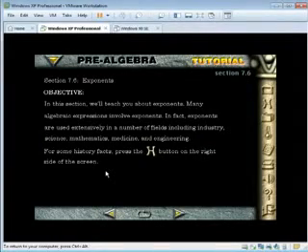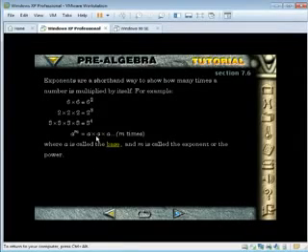Section 7.6, Exponents. In this section, we'll teach you about exponents. Many algebraic expressions involve exponents. In fact, exponents are used extensively in a number of fields, including industry, science, mathematics, medicine, and engineering.